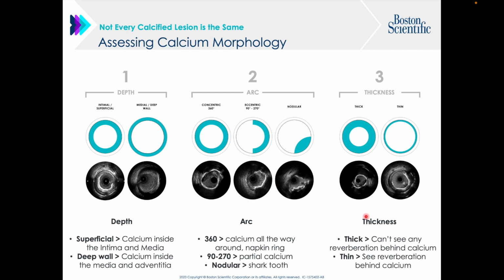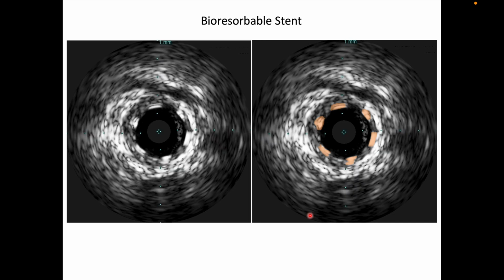And when it comes to the thickness, you can see that this is thick calcium because you can't see any reverberations behind it. Whereas here this is thin calcium because you can see all the reverberations behind it.